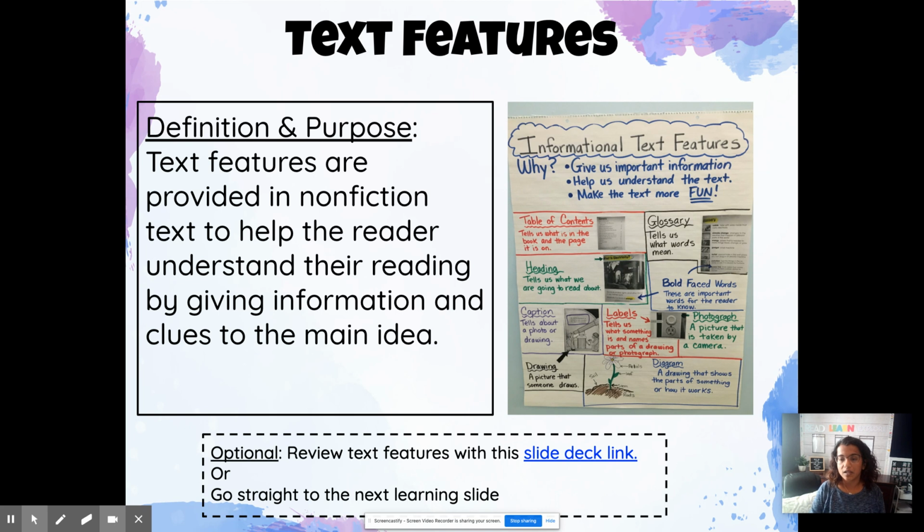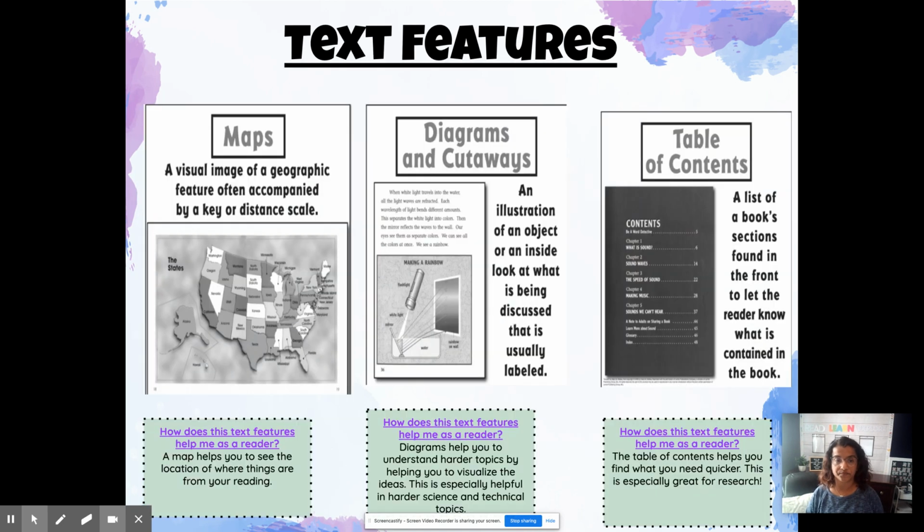Now, there are lots of things that we're going to go over, and you want to have a gist of why these text features are important and what they are. It may show up on a test, you never know. There is an optional slide deck below. If you want to pause my video and check that out, go for it, or you can go straight to the next slide.